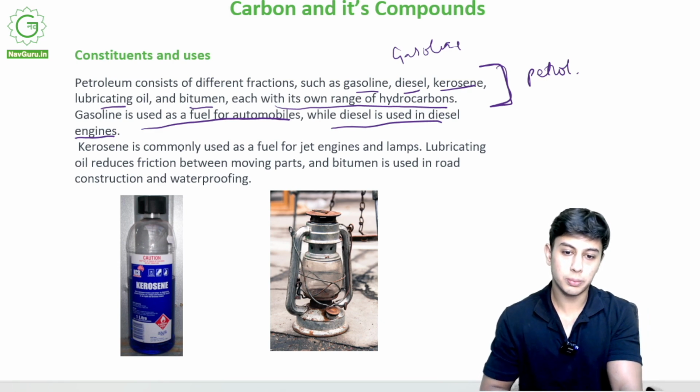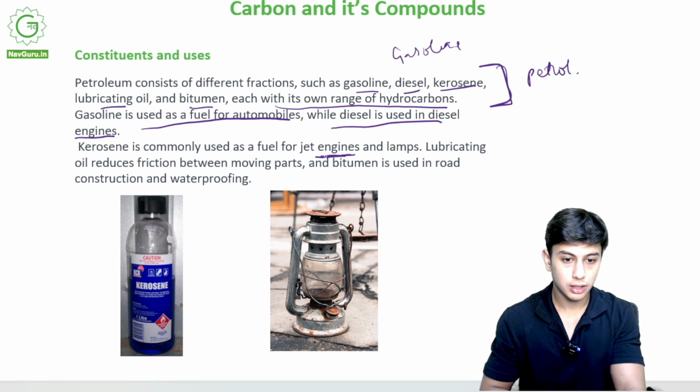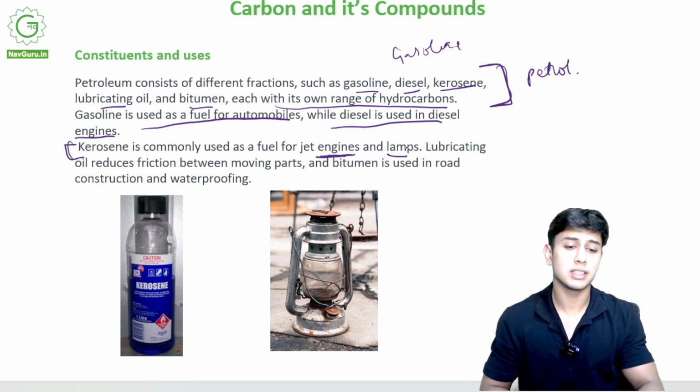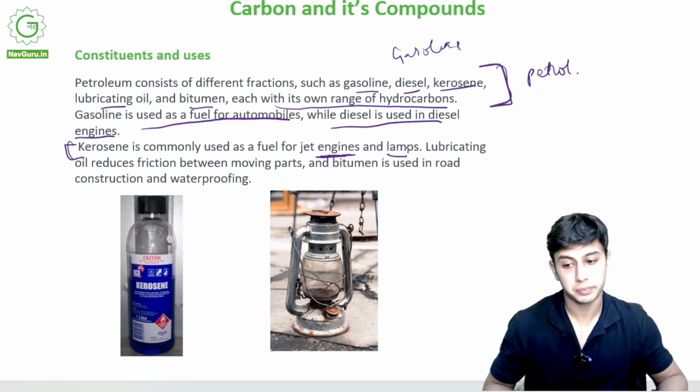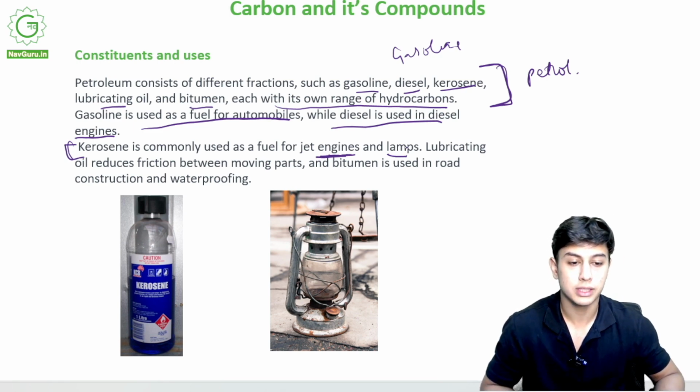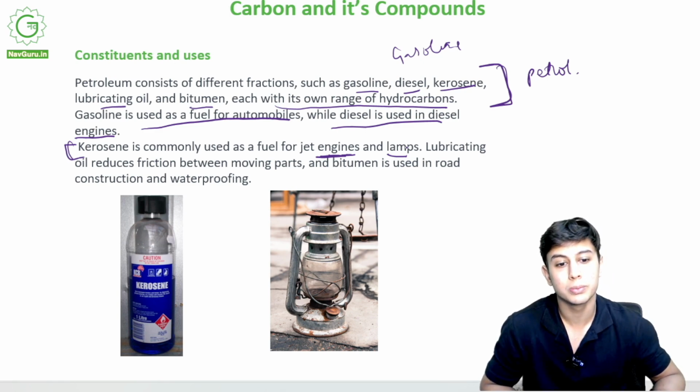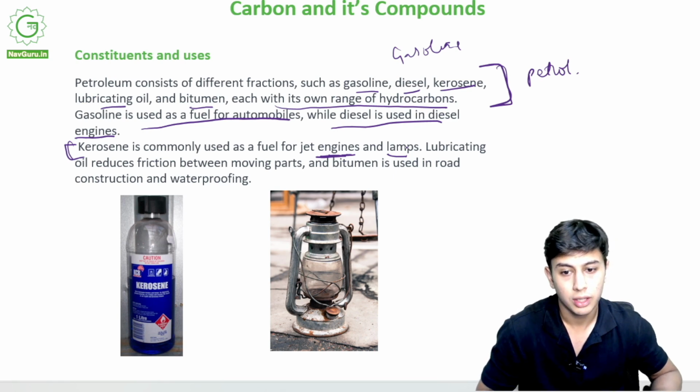Kerosene is commonly used as a fuel for jet engines. Kerosene is normally used for jet engines and lamps. It is very calorific. It produces a lot of energy, a lot of heat. It catches fire very easily. So kerosene is used mostly in jet engines and lamps.